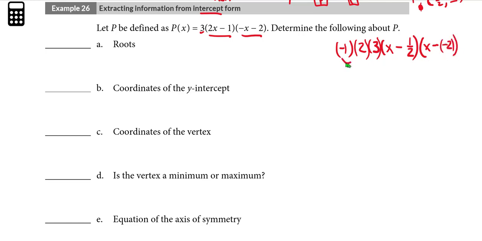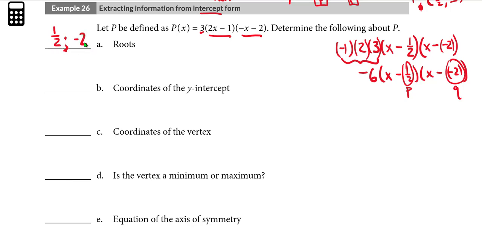And now all of this stuff becomes negative 6. And then I have x minus 1 half, and then x minus, again, negative 2. And now I have pure intercept form where I can see that my zeros are p and q. So there's 1 half, 0, there's the other 0, and those, of course, are the intercepts of this parabola as well. So now my roots, I can just write 1 half and negative 2. 1 half and negative 2 are going to be the roots.